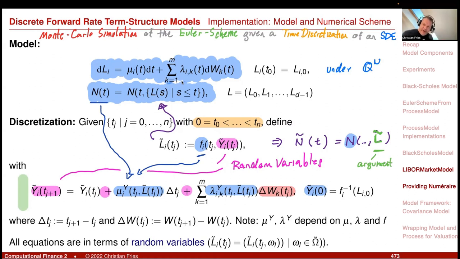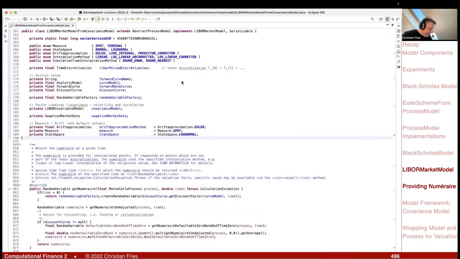This subtle thing is not visible if you think of Black-Scholes, because there the numeraire is just e to the rt. So given the r, which is a model parameter, you know the numeraire independent of the discretization scheme, because you know the numeraire analytically. But here, our numeraire is a complicated function of the values that we discretize. Yeah, it's a stochastic numeraire. So interesting aspect, and this is how we resolve it.